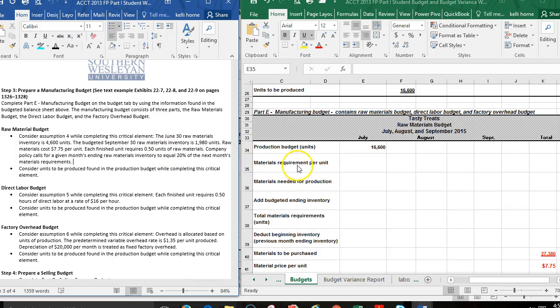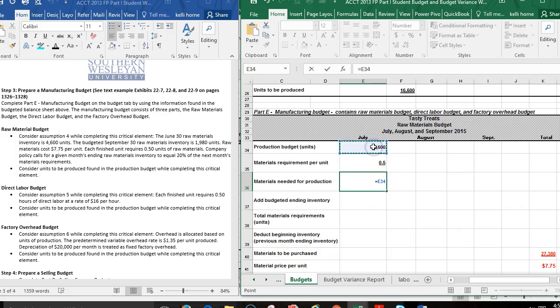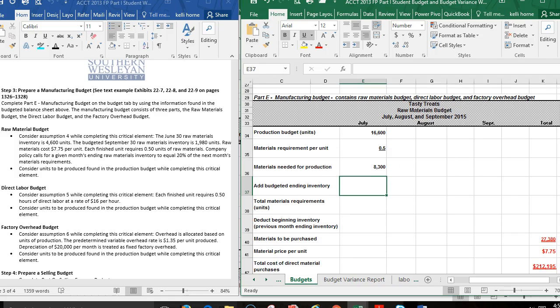So here we see materials requirement per unit. That's given to us. It's 0.50. So we're going to enter that into our spreadsheet. And again, here you see how it has the little line under the 0.5. That tells us that we need to do some sort of a mathematical function. And here we're going to perform multiplication, because we're going to take the number of units and multiply it by the materials requirement per unit. So I'm simply going to multiply the 16,600 by the 0.50, and I see that materials needed for production is a total of 8,300.